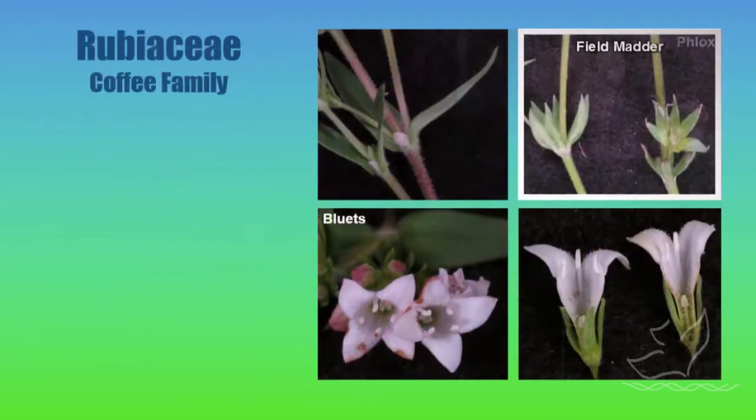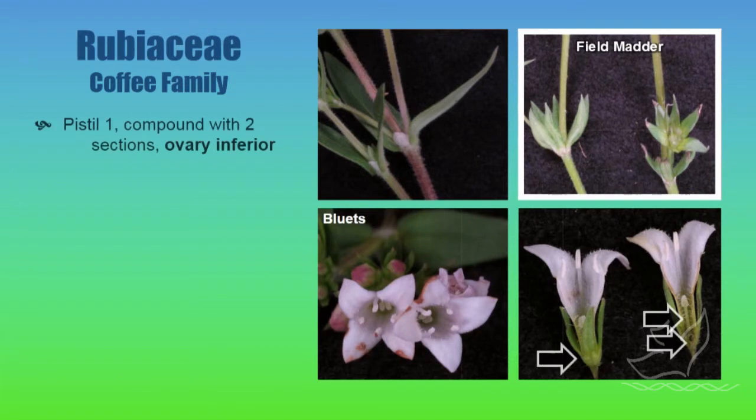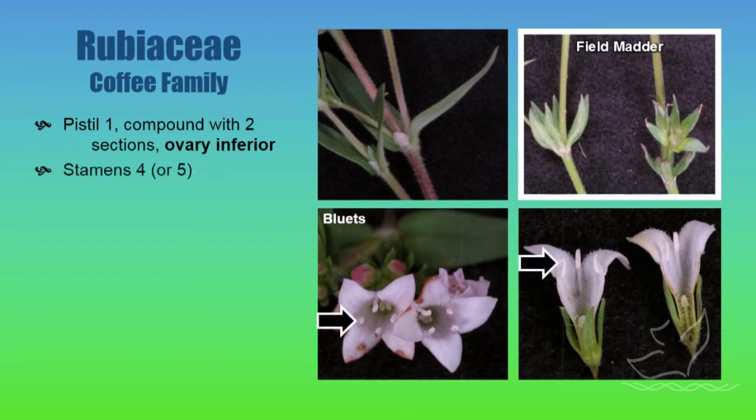Next, Rubiaceae, the coffee family. This is a large tropical family, but has a number of these northern temperate outliers, which we find here. In the Rubiaceae, the pistil is one and compound with two sections. The ovary is always inferior. Stamens are 4, occasionally 5, but I think in all the ones you're going to see will be 4 stamens.